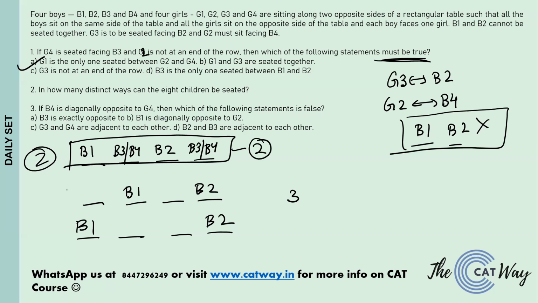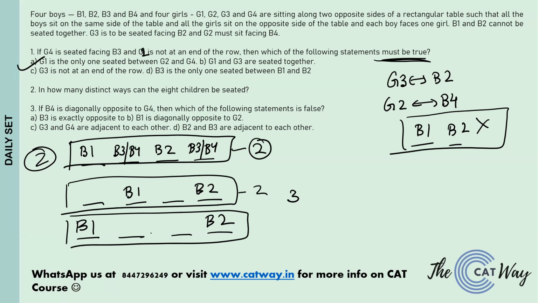There are two cases into this, because B3 and B4 can interchangeably sit anywhere. So initially we began with three cases. Now for every case, we have two more cases. Okay, so those two cases are done.